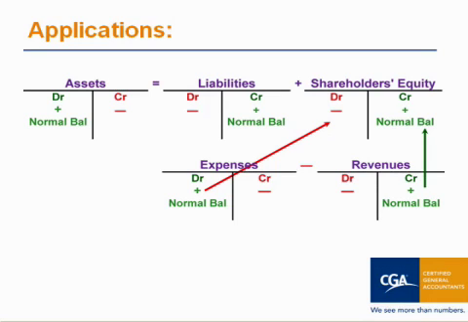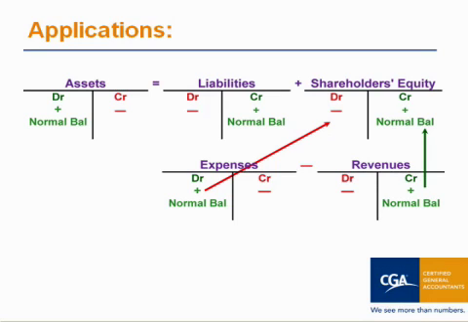Also, please note that when we close out our temporary accounts, those would be expenses and revenues. When we close out our expense accounts, we would credit our expense accounts to reduce the amount to zero, and we would debit shareholders' equity. A debit entry to shareholders' equity would reduce the shareholders' equity and bring down that account balance. So by posting and clearing our expenses to shareholders' equity, we reduce shareholders' equity.